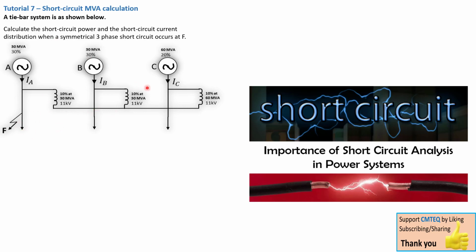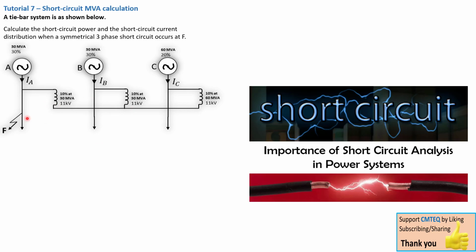So basically what we have here is a tie bar system connection. The arrangement is that we've got three generators connected basically in parallel, but in between the generators we have reactors connected.